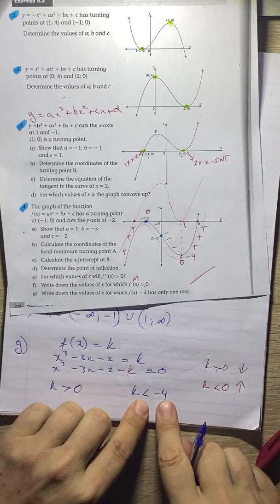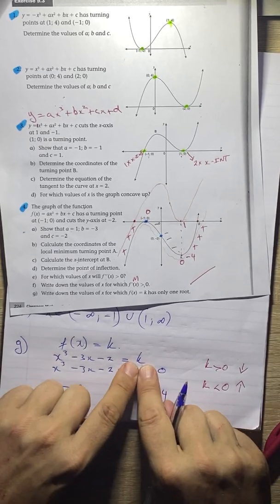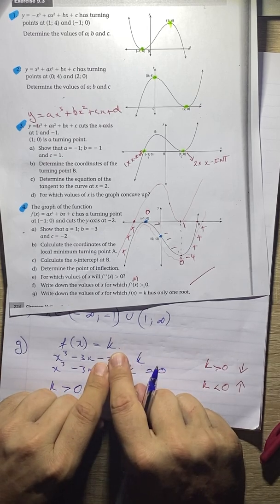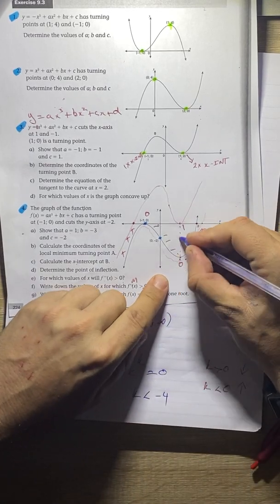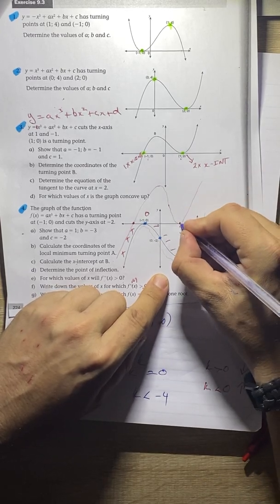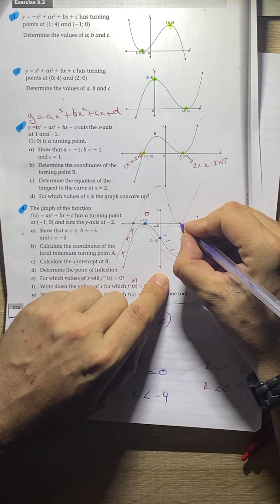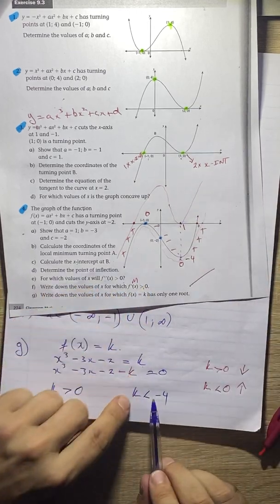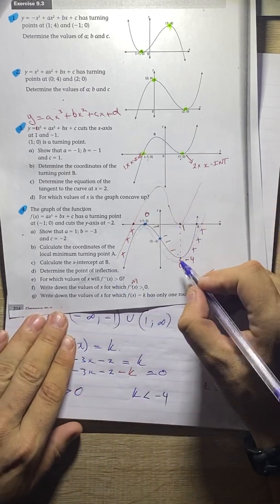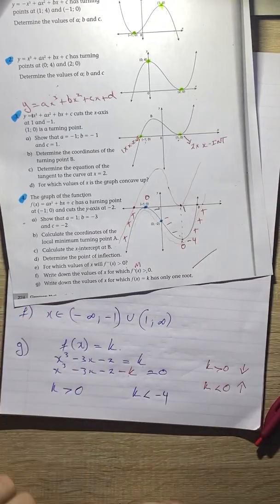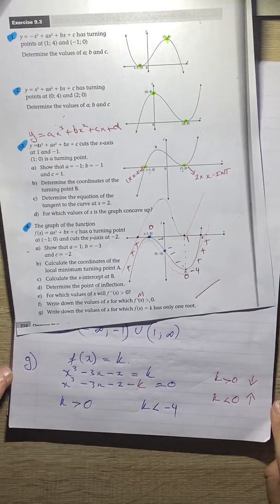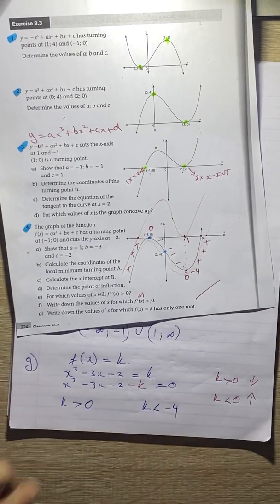When k is minus 4, take minus 4 to the other side and it becomes a plus. So that means we've moved this thing up 4 units and now it's turning on the axes. We don't want that because that is still an x-intercept. So anything less than minus 4 will move it up such that this does not turn on the axes anymore. So that is your solution over there. You get k greater than 0 or k less than minus 4.